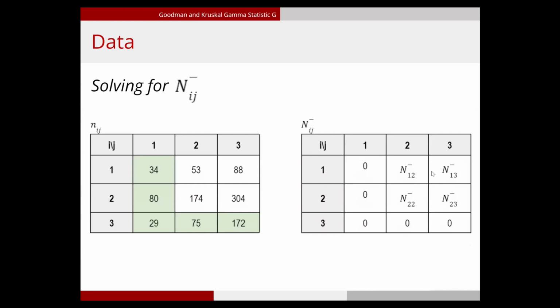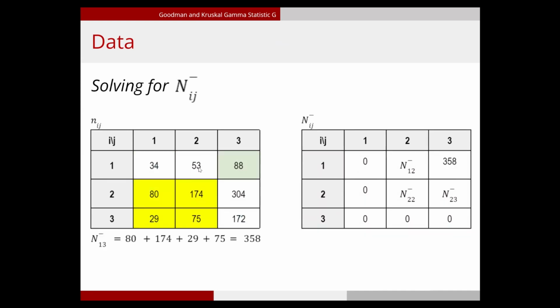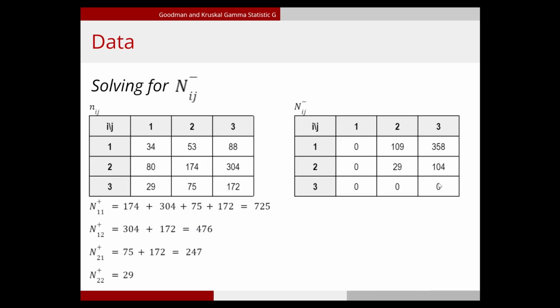Now, when getting n minus 1, 3, refer to n sub 1, 3 cell, which here is 88. We now look at the cells which are on the left side and below the cell. Then we get the sum of all these frequencies in the cells. We get 358. We place the sum of these cells sa n minus 1, 3 cell ng n minus ij table. Kita natin here. And following this pattern, we have the n minus ij table.